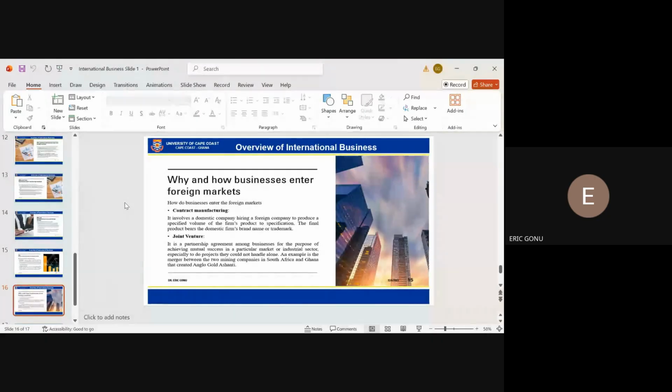If you look at Airtel Tigo, the same thing. It's a joint venture. So please, the mining sector, Goldfields Ghana, is it?